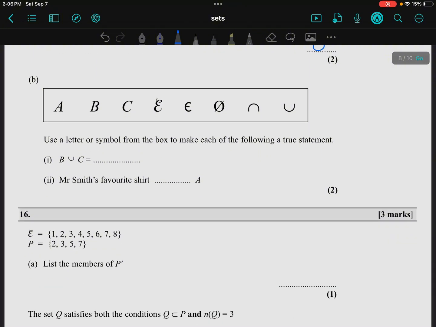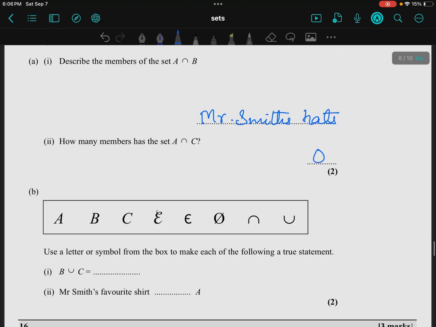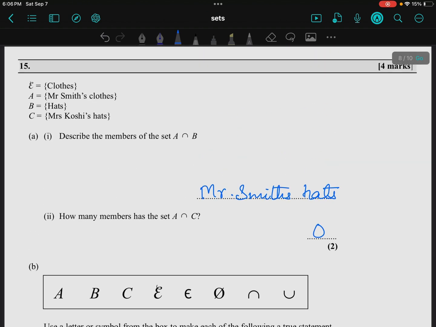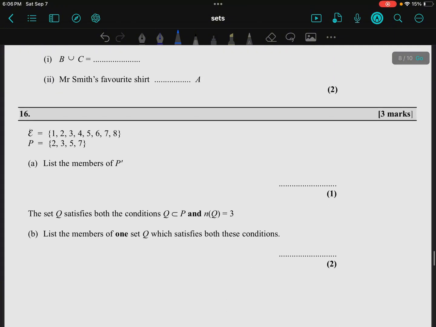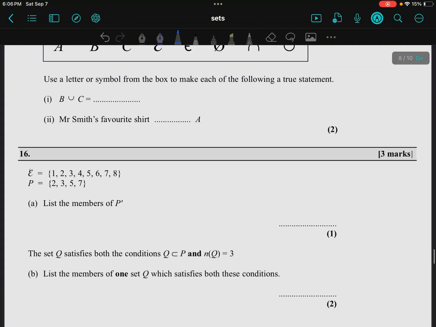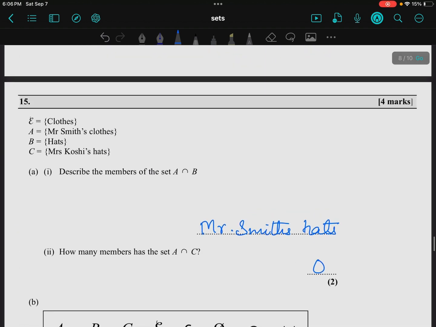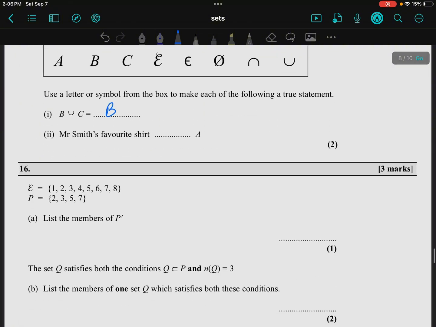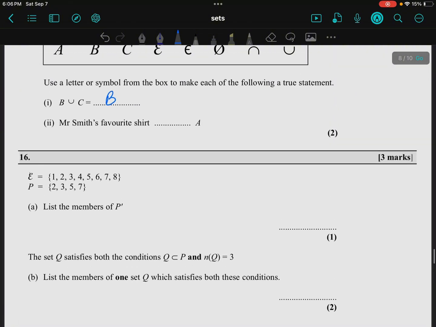Then use a letter or symbol from the box to make each of the following a true statement. B union C. B union C means B is hats, C is Mrs. Koshi's hats. That means everything should be inside hats. So B union C is equal to B. Mr. Smith's favorite shirt belongs to set A because in set A clothes are being discussed. Belongs to A.